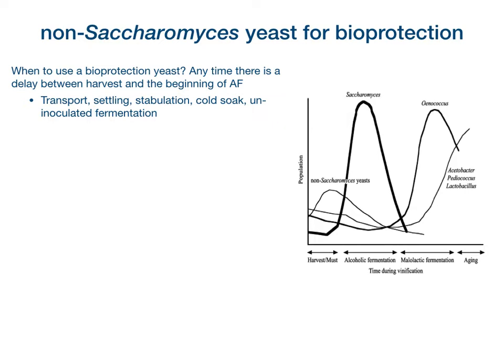Cold soak is the most common use of this. So again, once we've cracked open the grapes and we have it sitting there as must, we're intentionally elongating that period of time in order to try to extract additional color and additional aromas from the skins there. We don't want fermentation to happen. That's a big danger zone for spoilage organisms.